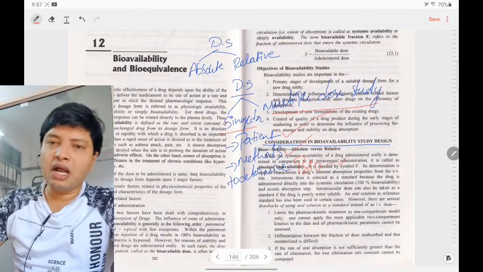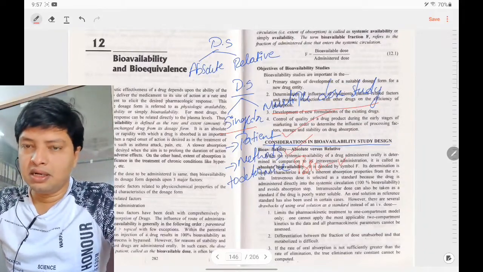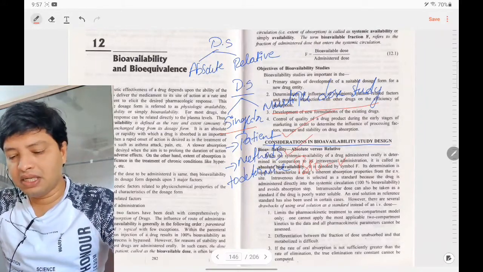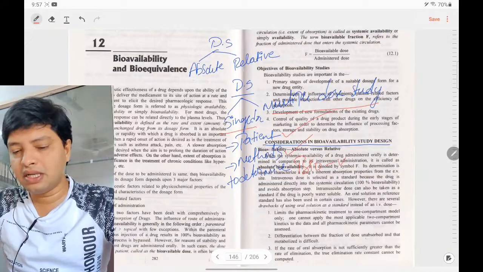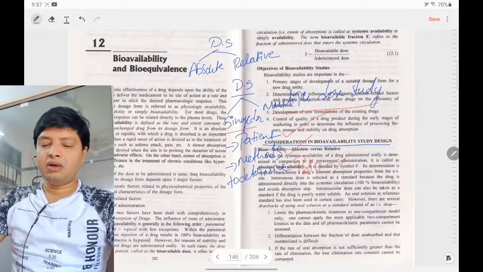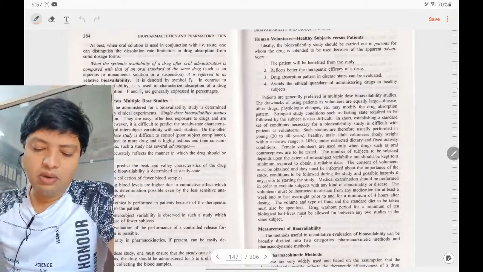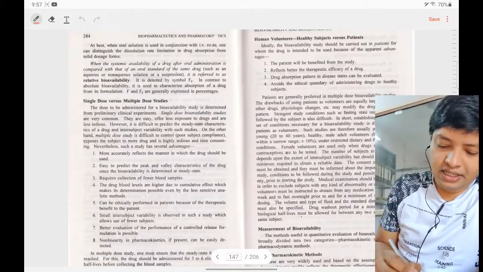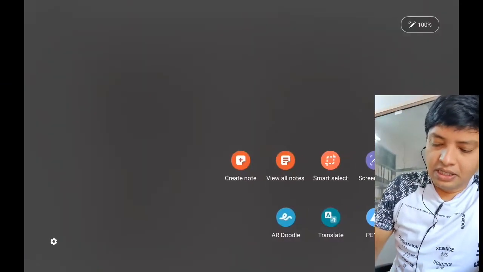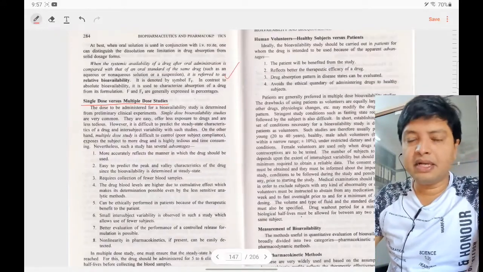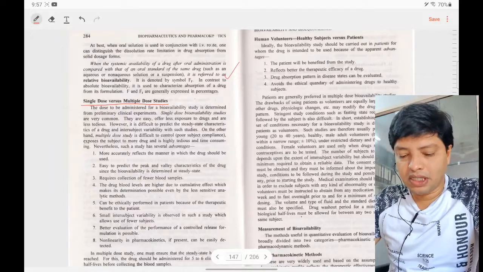The first part I already explained in the last part of my previous video. You go and check there about what absolute bioavailability is and what relative bioavailability is. Now we will see single dose versus multiple dose studies. This is the topic today. Absolute and relative bioavailability I already explained in the previous part, so please go and check that.